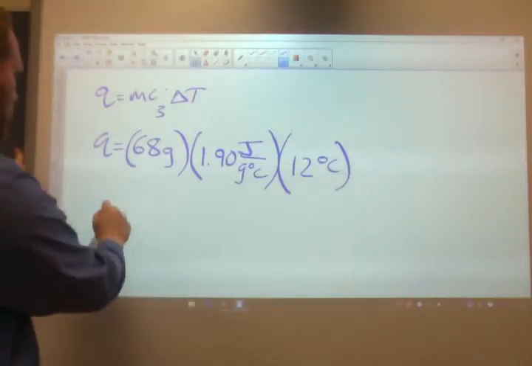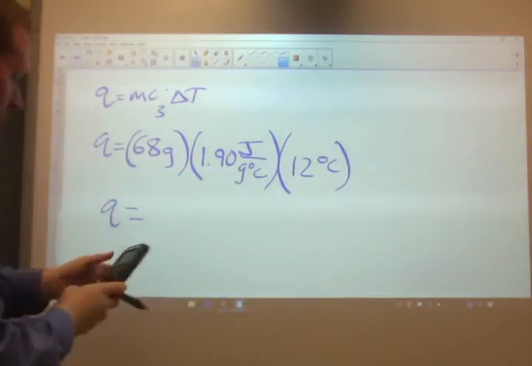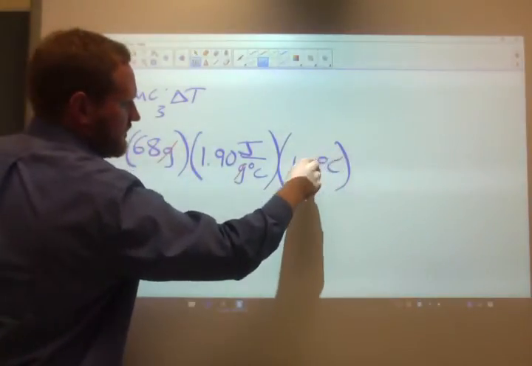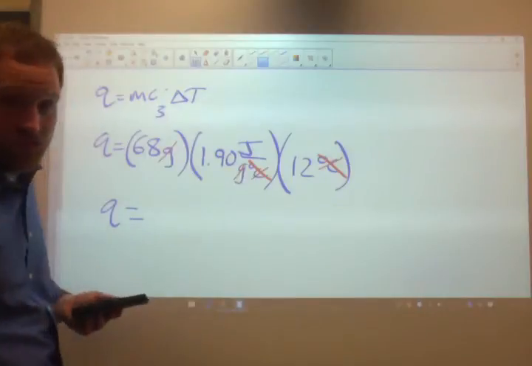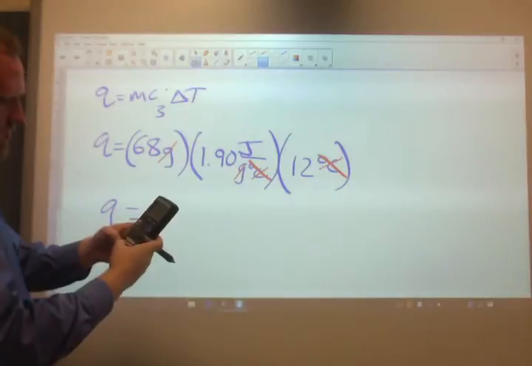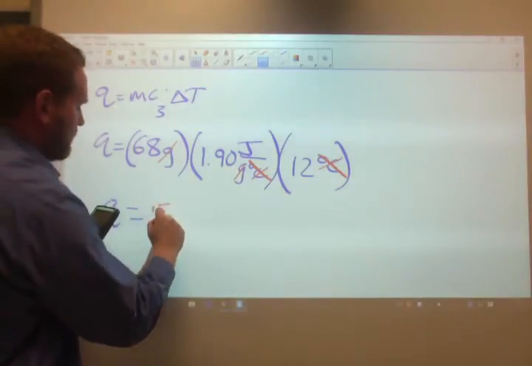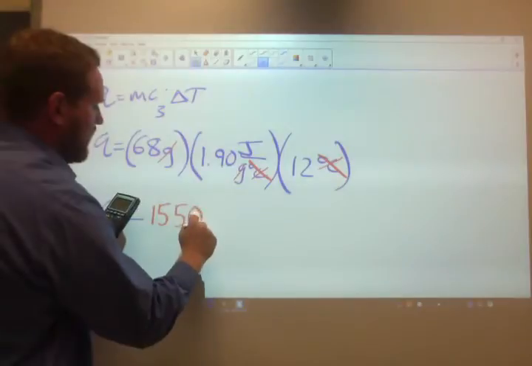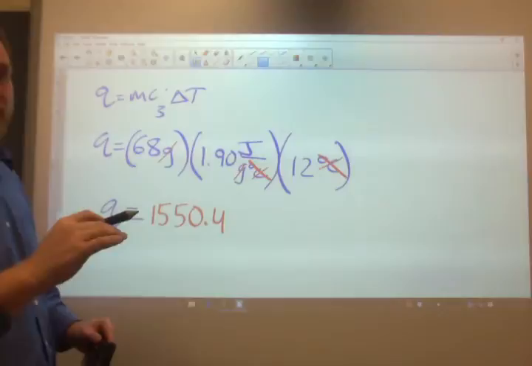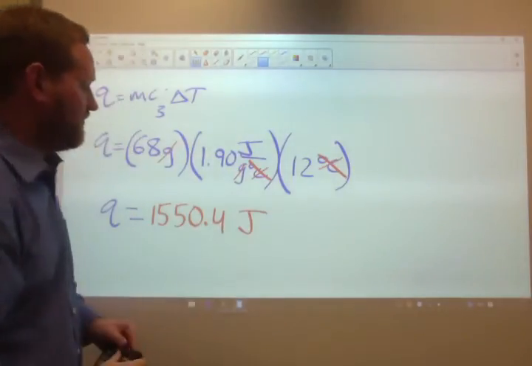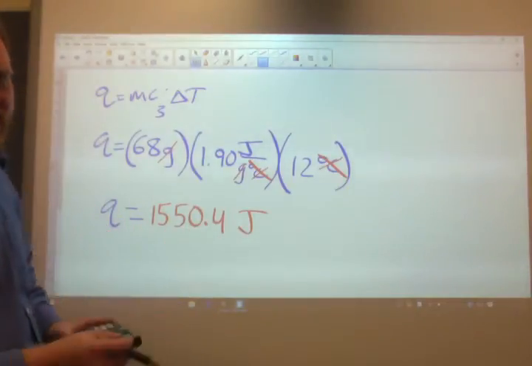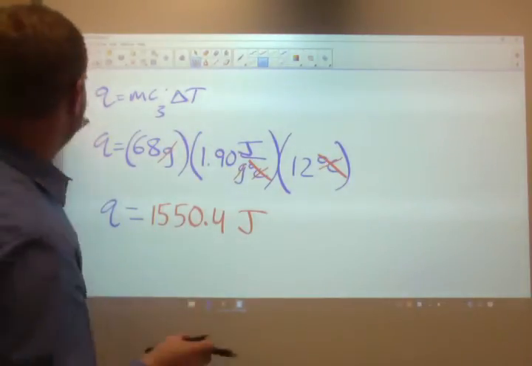That's my first formula. Let's solve for Q. Well, before I do that, let me do my units. Gram cancels gram. Degree Celsius cancels degree Celsius. We're left with joules. That makes sense. 68 times 1.90 times 12 equals 1,550.4. You might be saying, why didn't you do sig figs? I'll do that at the end. I always like to do sig figs at the very, very end of the problem. Okay, so that's the joules that are given off as that 112 degree gas cools down to 100.